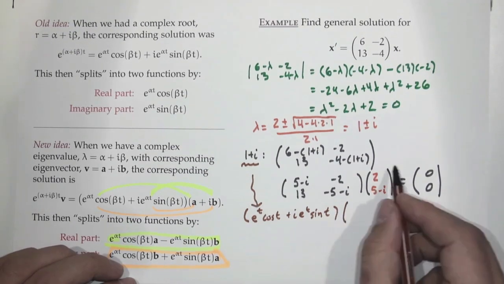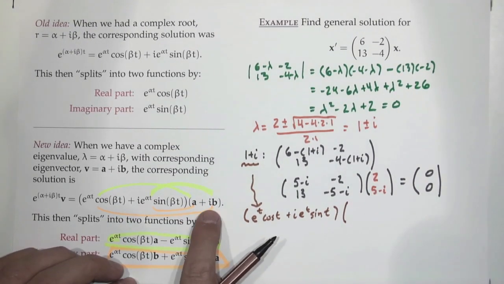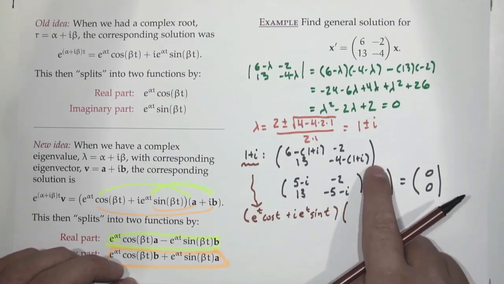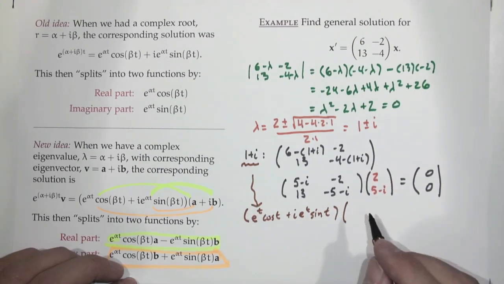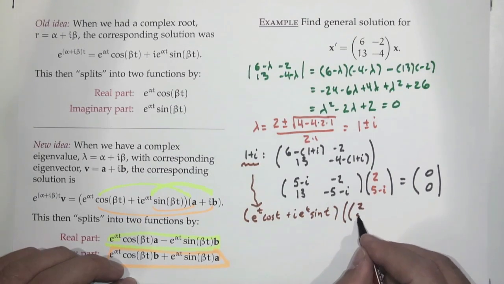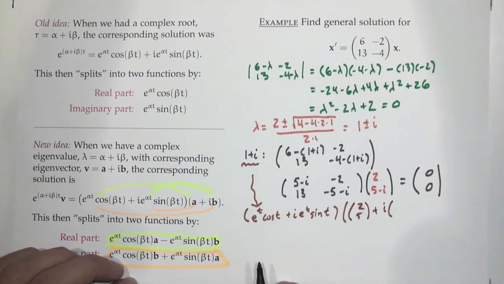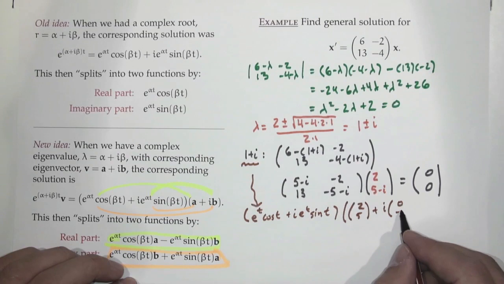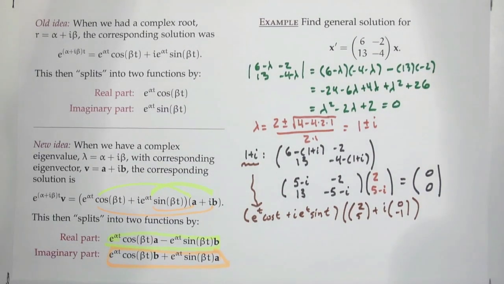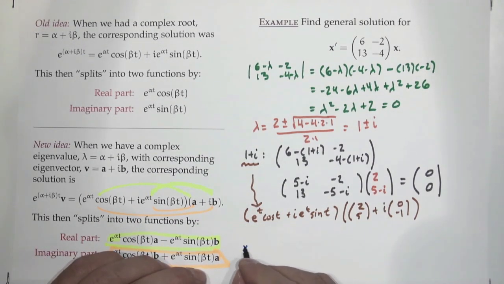Now, I want to take this vector and write it as an a plus ib. So looking at this vector, what are the real parts of the entries? 2, 5. What are the imaginary parts of those entries? 0, minus 1. So we've now written this expression, this e to the lambda t v, as real plus imaginary part. So we can write down our answer in the space that remains.